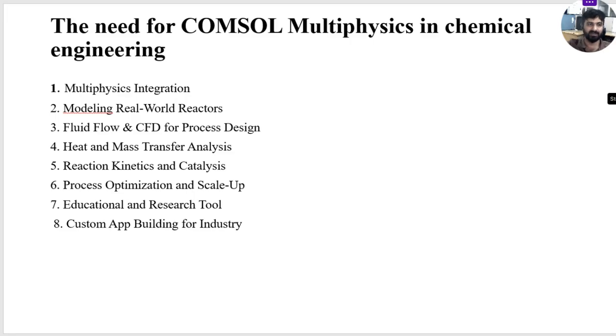That is very important. The sixth point is process optimization and scale up. So it helps in bridging the gap between lab scale and industrial scale processes. So use COMSOL to test different configurations before building physical prototypes, right? That is very important. So if you are able to simulate all of these various kinds of processes in COMSOL, then you can scale up for the industry also, and you can also save time and cost, and improve safety.